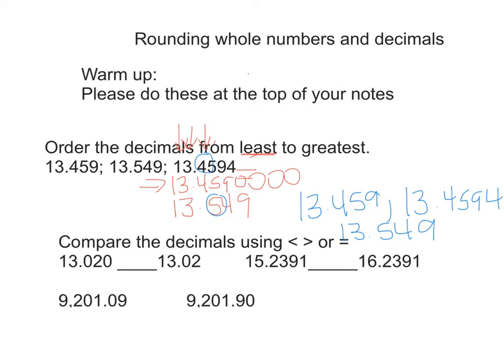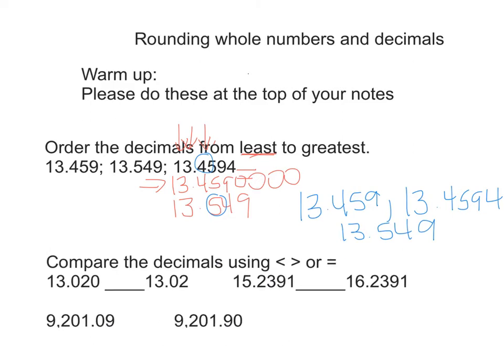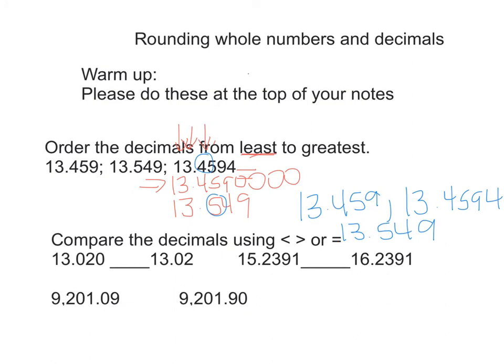Alright, now on to comparing our decimals using less than, greater than, or equals. Okay, so I'm going to compare this first one. I'm going to see that my ones are the same, my 3s are the same, my 0 is the same, my 2 is the same, and then I have an extra 0 here. Okay, so if you remember from yesterday, this is what we were talking about, equivalent decimals. I can add as many zeros as I want to the end of my decimal, and it's not going to change the value. So if I add a 0 to this one over here, then that would make them equal.